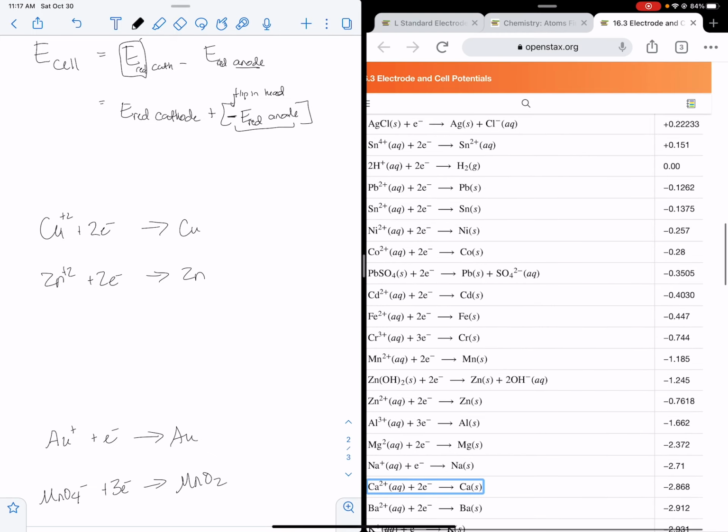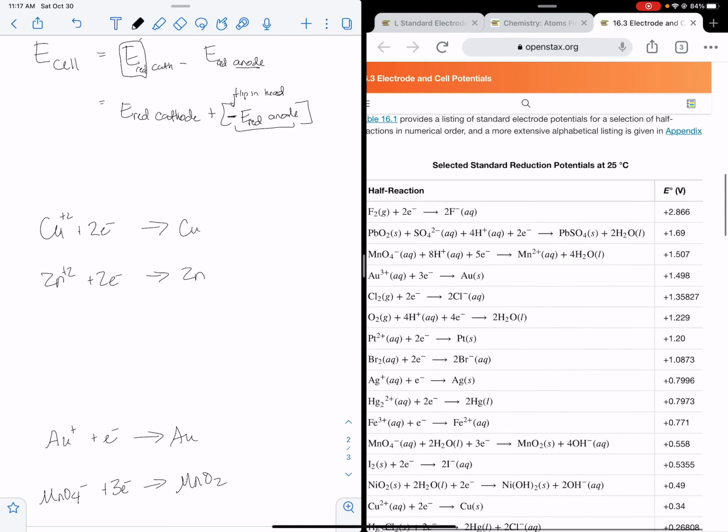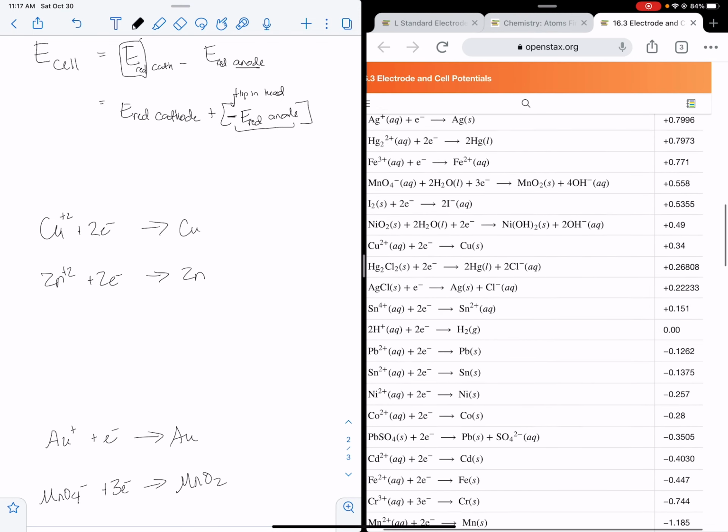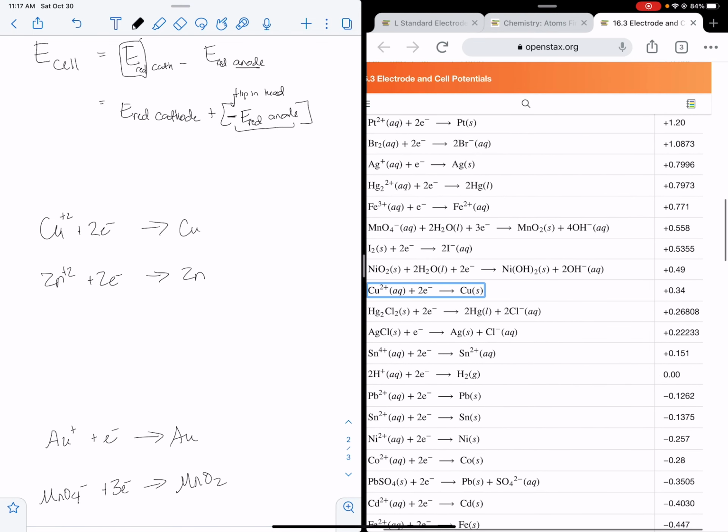So let's find some numbers and we'll just show you how easy it is to work these. If I can find copper, where is copper? It's right here. So here's copper and its value is 0.34. So you just write that out to the side. 0.34. And if you're wondering on units, these are volts.